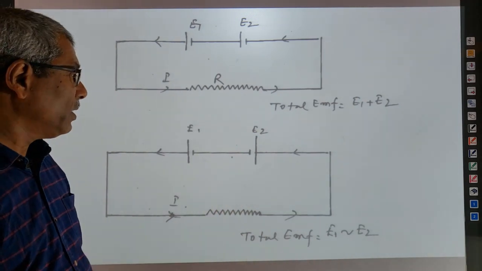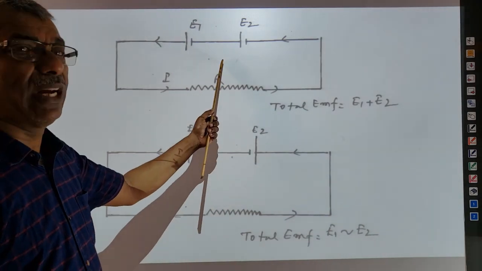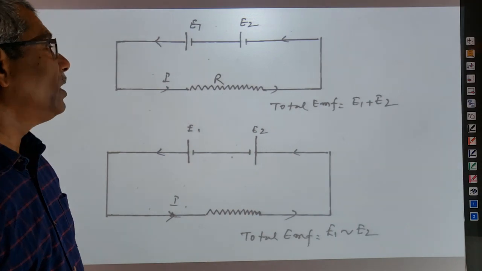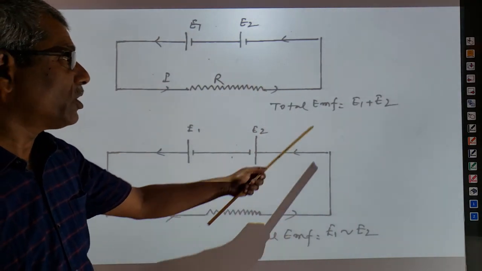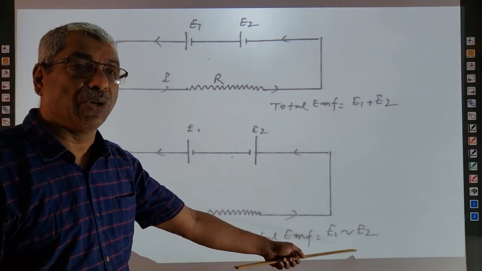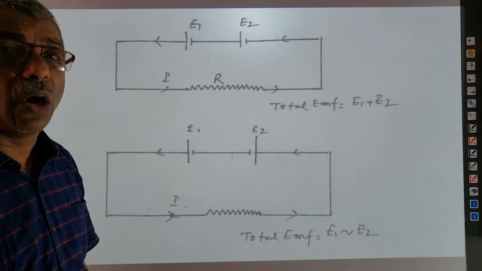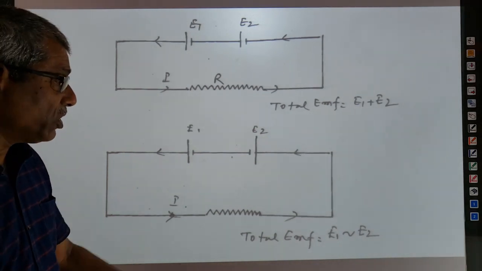This way cells are connected is called cells in series opposing. This way connected, it is said that cells are in series supporting. So in supporting, E1 plus E2, and in opposing, E1 difference E2. That can be E1 minus E2 or E2 minus E1. Okay, this is good.